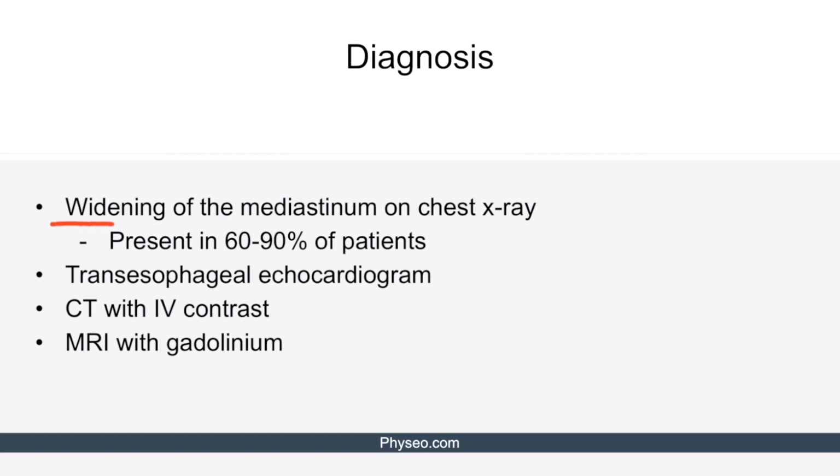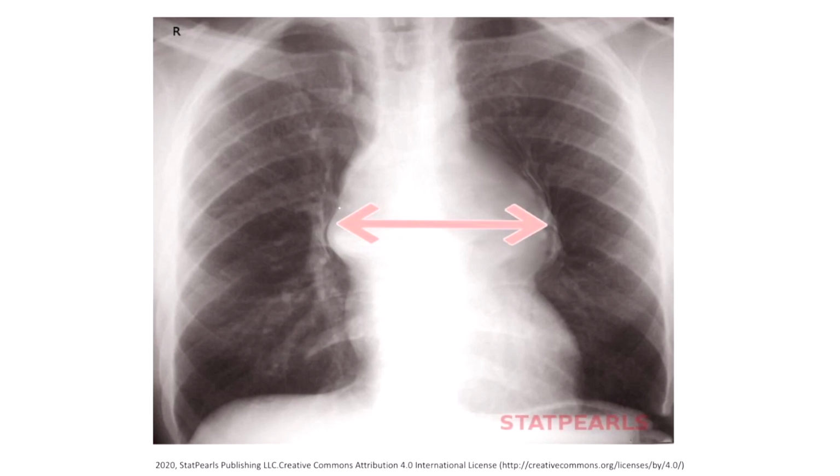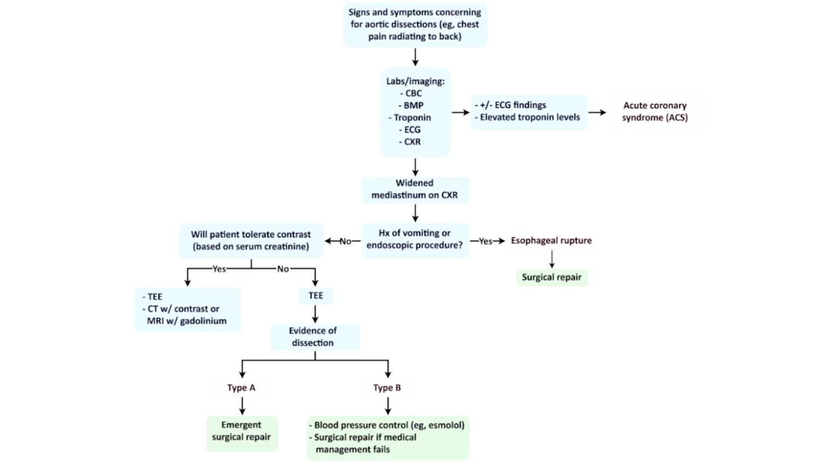If there is a widening of the mediastinum on the chest x-ray, then confirmatory imaging is required, though it is present in 60 to 90% of patients. It can be confirmed with a transesophageal echo, CT with IV contrast, or MRI with gadolinium. This is a chest x-ray showing a widening of the mediastinum highlighted by the pink arrow. We will use this algorithm to further elaborate on the evaluation and management of aortic dissections.